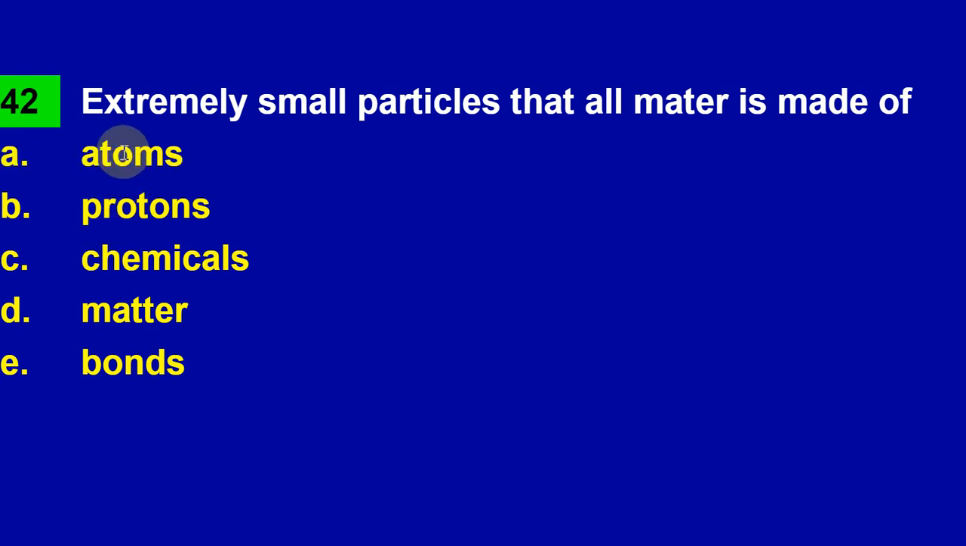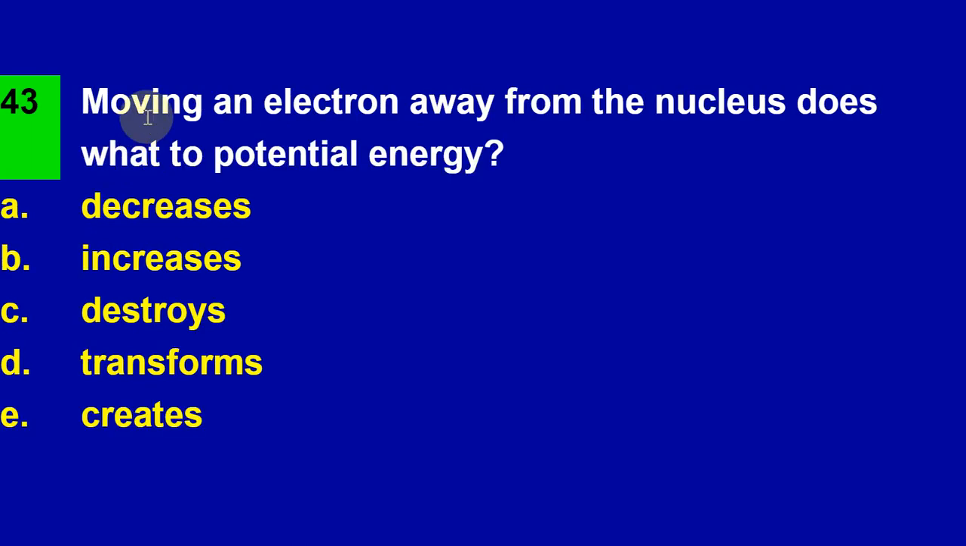Yeah. Phew. Next. Moving an electron away from the nucleus. What happens? Remember, when the electron goes away from the nucleus, does energy go up or down? It's like sort of going up the stairs of a slide. Your potential energy increases, right? Same when the electron goes away from the nucleus. Potential energy increases. Don't choose destroys.